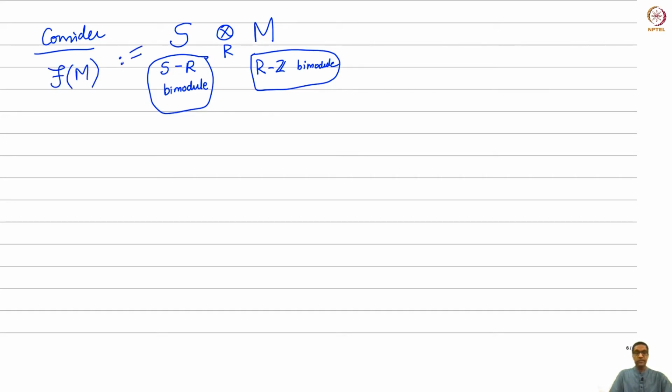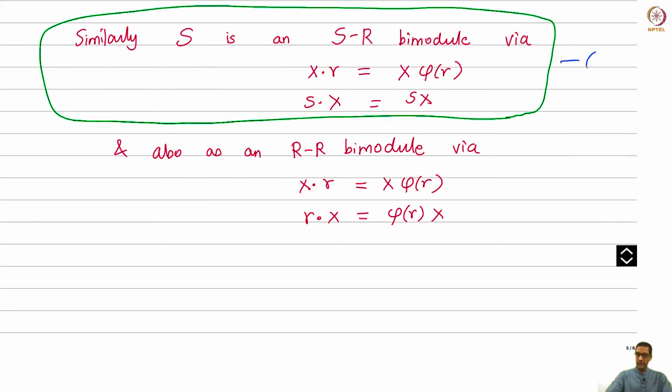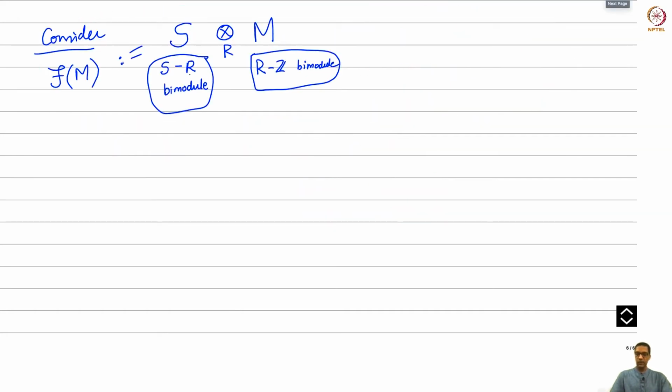Given an m, I have constructed a new object, S tensor m over R, where this tensor product I make sense out of like this. Because S is a ring with a homomorphism from R to itself, I think of S as an SR bimodule via this equation star. This is my action. Now, given an SR bimodule and an RZ bimodule, I know how to make sense out of the tensor product. So this final object becomes an SZ bimodule by our general discussion of tensor products and bimodules.